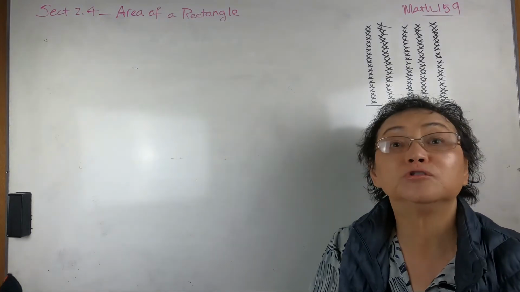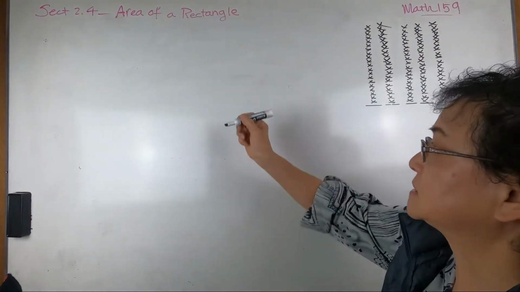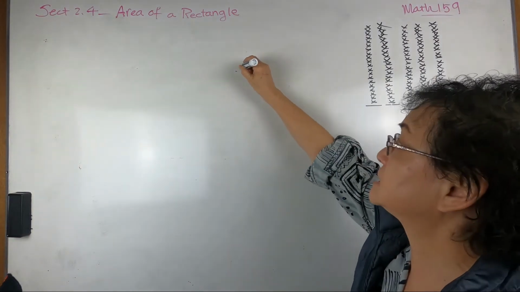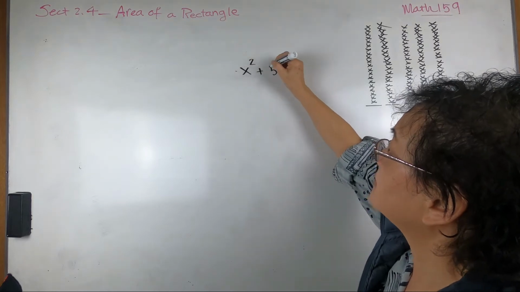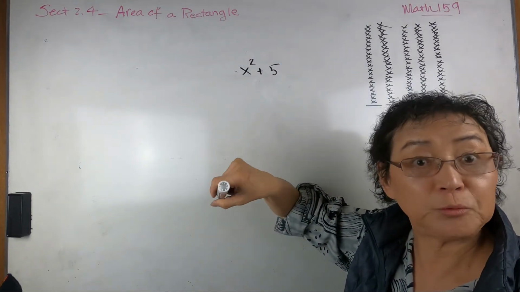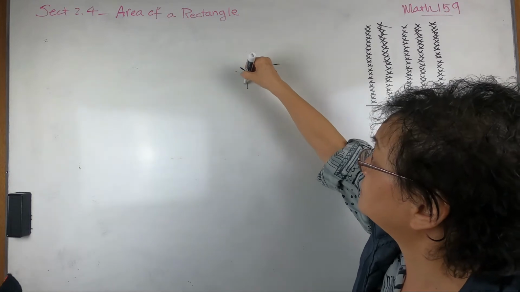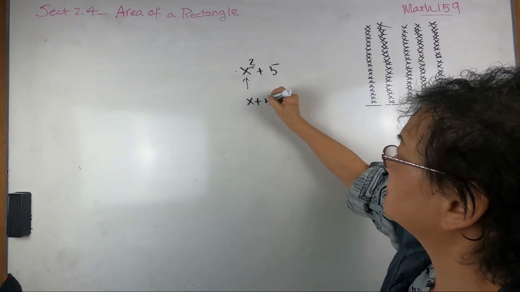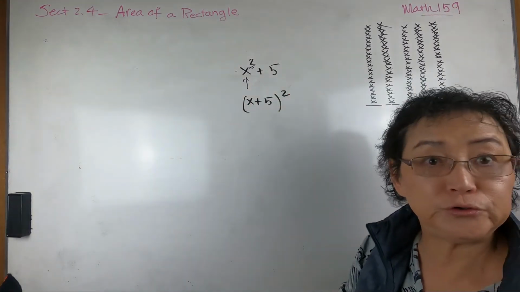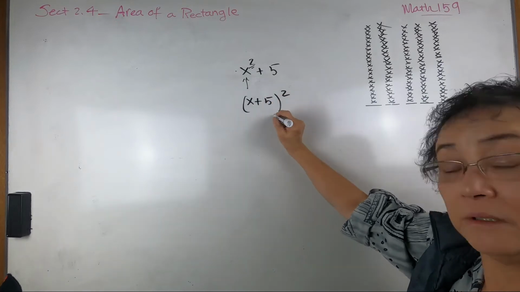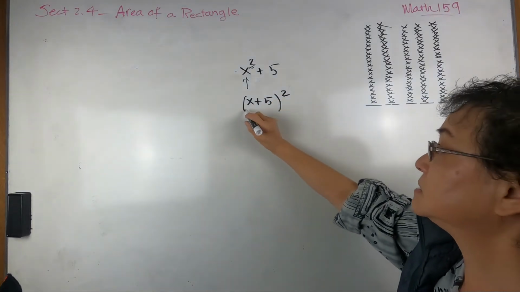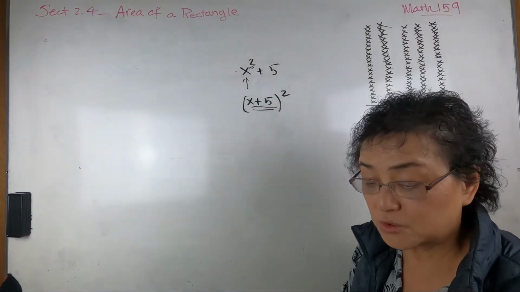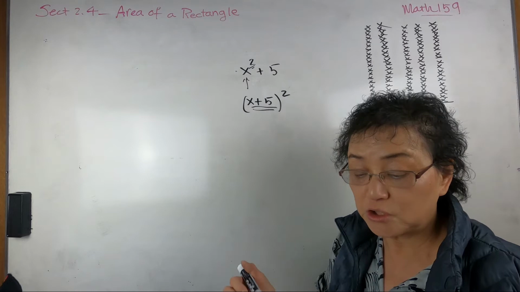Then we also follow the order of operations for algebra. For example, x squared plus 5: you have to follow the order of operations, so you do the square first, then you add 5. If it is x plus 5, all squared, you do the group first, the parentheses. You do x plus 5, then you take the square. So we learned that in your chapter 2.